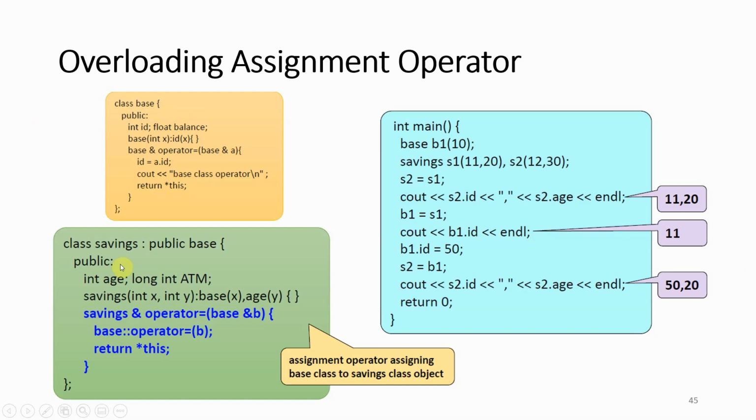How can we make this operation legal? We can actually overload the assignment operator in the derived class. Look at this one. Here we say that we have an assignment operator that can take an object of class base by reference, and also returns by reference an object of class savings. If we define this, it is going to be allowed. Now we can do this. It is not invalid anymore, it is valid now.